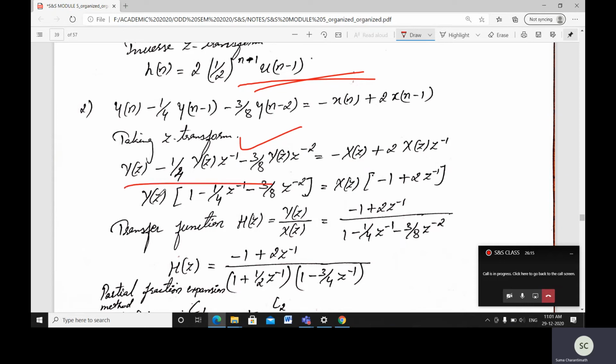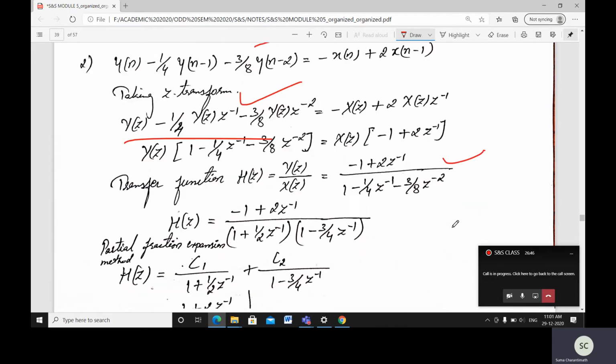From this, you take Y of z as common, that is 1 minus 1 by 4 z inverse minus 3 by 8 z raised to minus 2. From here, X of z you take common, then you get minus 1 plus 2 z inverse. Then the transfer function H of z is equal to Y of z divided by X of z. From this, we can write the equation as minus 1 plus 2 z inverse divided by 1 minus 1 by 4 z inverse minus 3 by 8 z raised to minus 2.